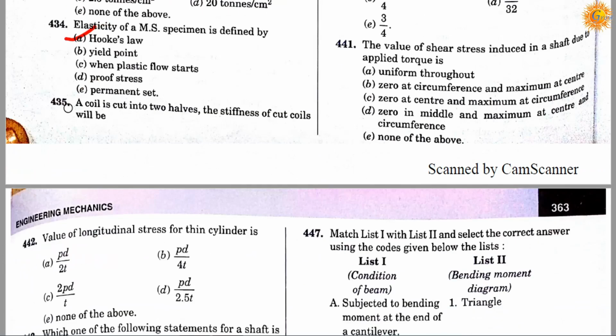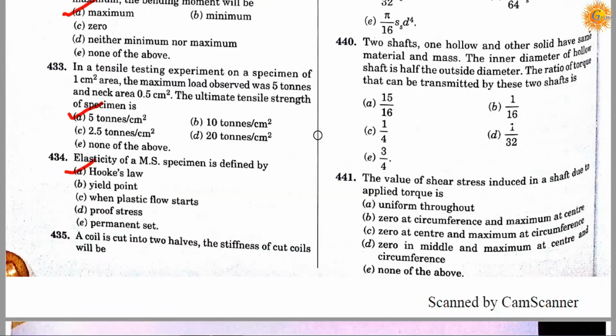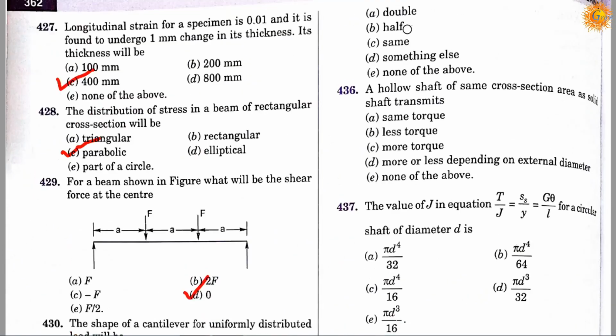Question number 435. A coil is cut into two halves. The stiffness of cut coil will be option A double, option B half, option C is the same, option D is something else, and option E is none of the above. Correct answer A, it will be double.